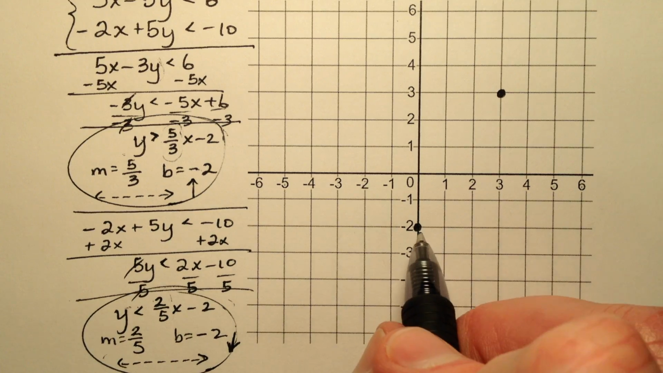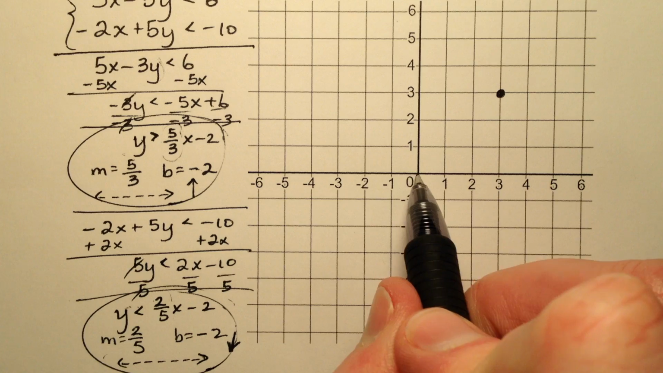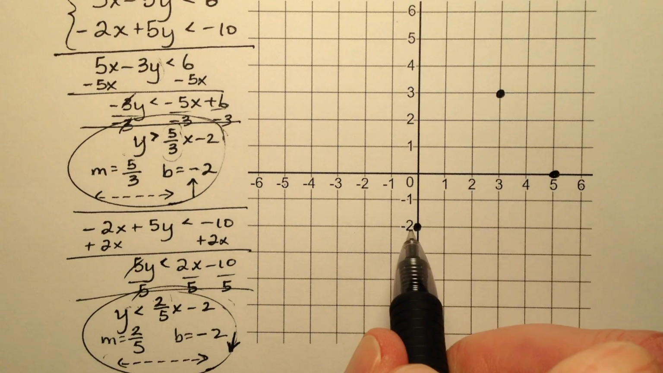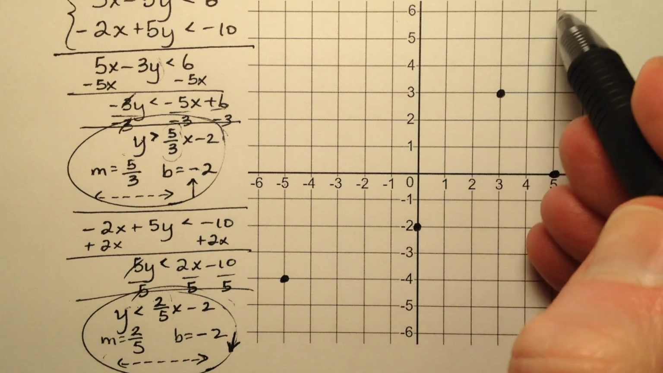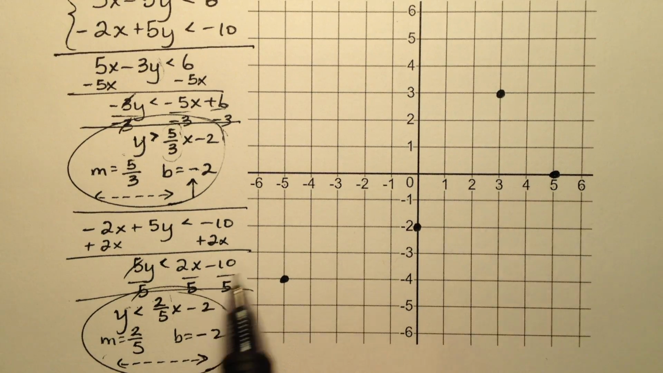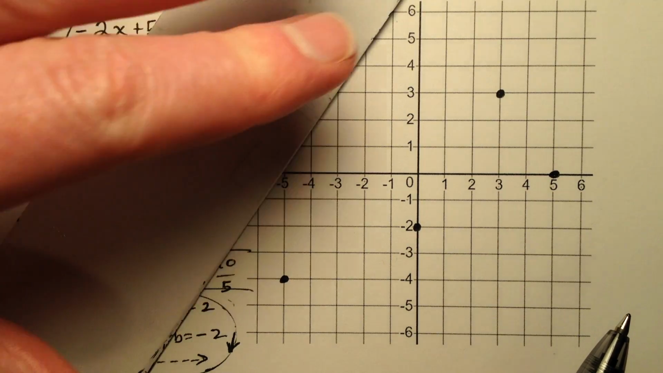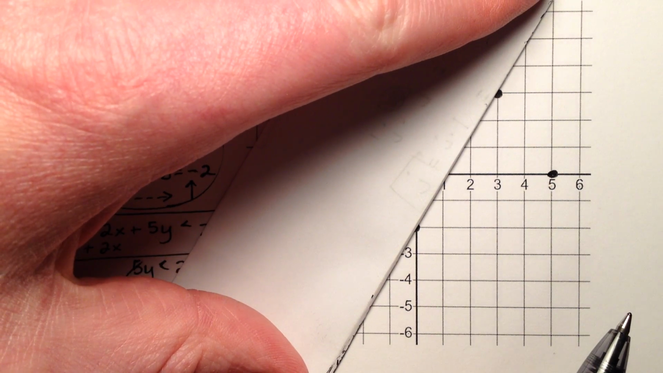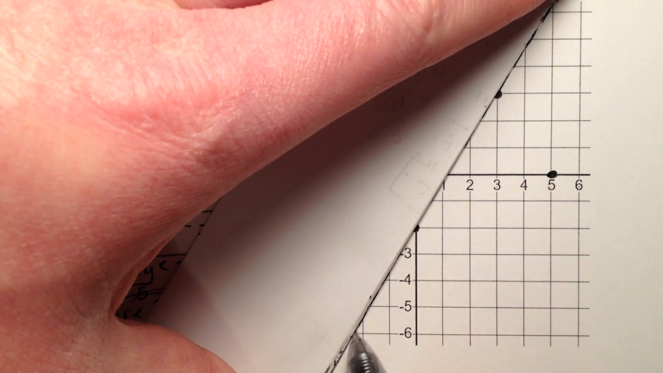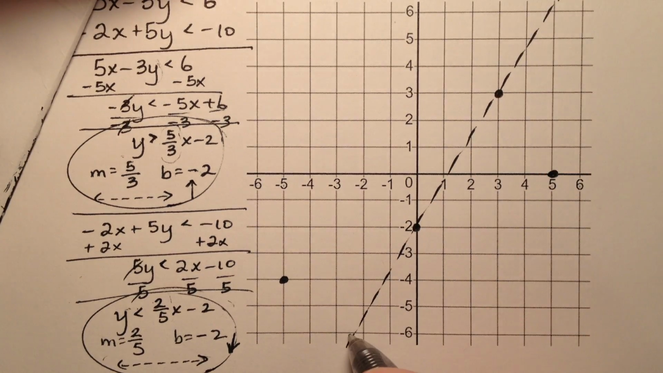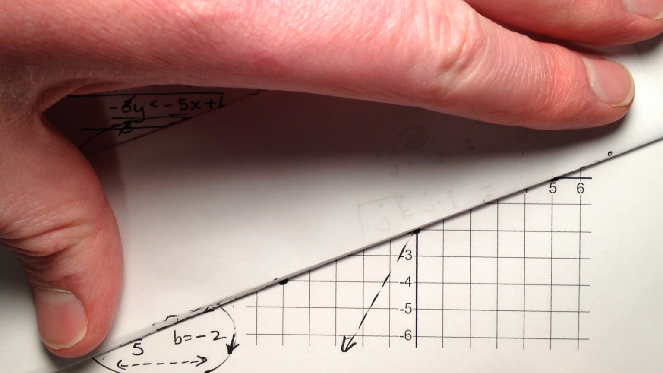And then the other one, start at negative 2 again, just like that. And I'm going to use a positive 2/5 slope, so up 2/5, or down 2 and back to the left 5. So I have this line and I have this line. Both lines are going to be dashed lines. So let's go ahead and start with this first one. Okay, so there's that one, and let's go ahead and do the other one as well.